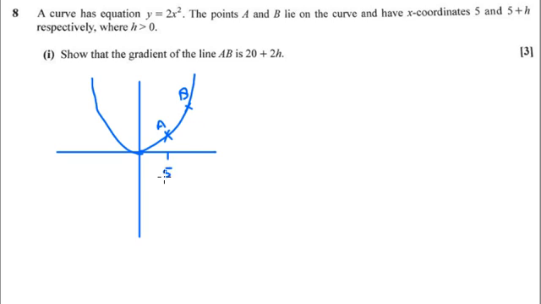So we've got 5 here and 5 plus h here, and the curve is y equals 2x squared. We can work out the y coordinate of A just by substituting 5 for x. So that's going to be 2 lots of 5 squared, which is 50. My graph's a bit out of scale, but it doesn't really matter. So we know that A is (5, 50).